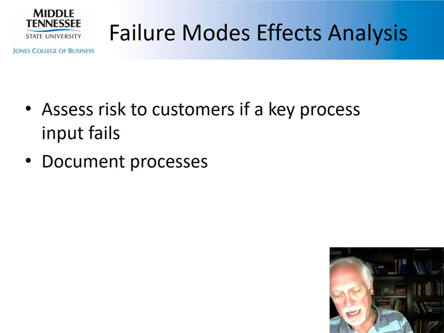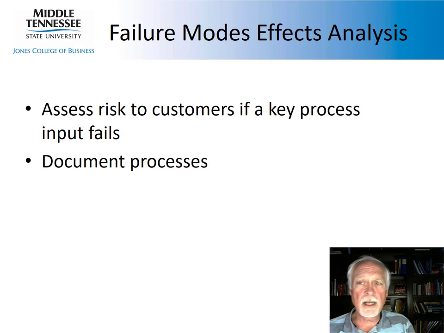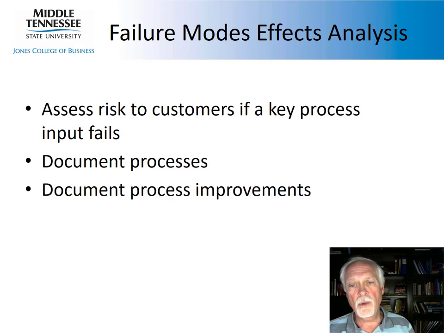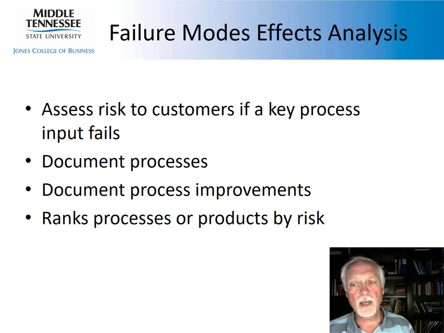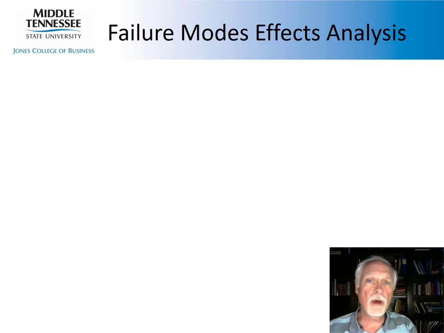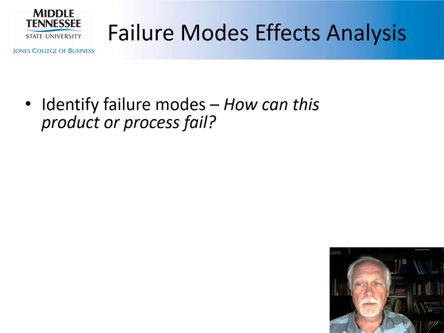So on page 89 of the jogger, it starts a discussion of failure modes and effects analysis. We assess risk to customers if a key process input fails, and we assess it in a way that we can rank the risk. We document the process, document process improvements, and it ranks processes or products by risk factor.